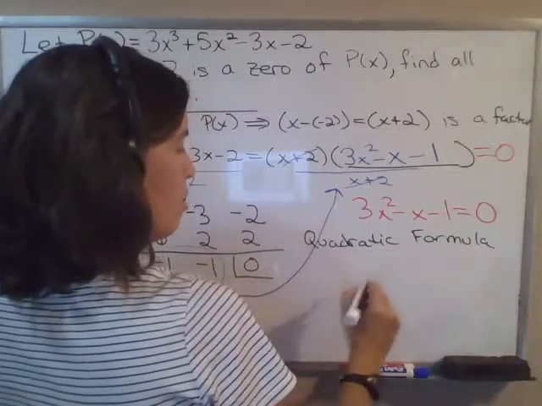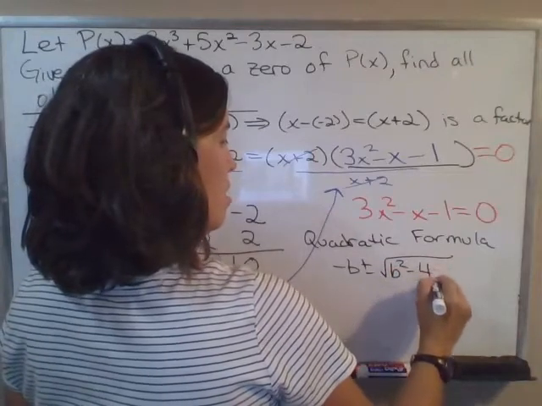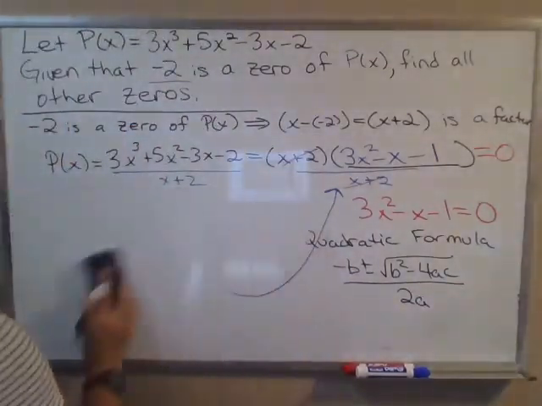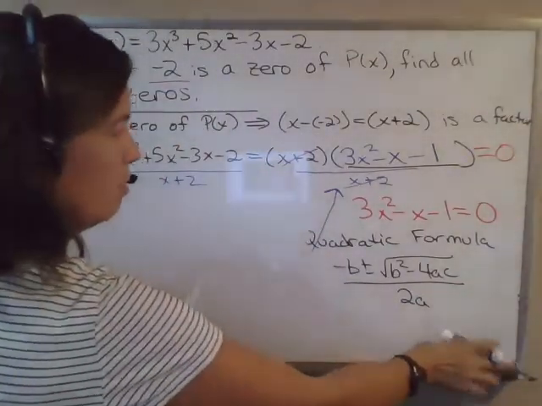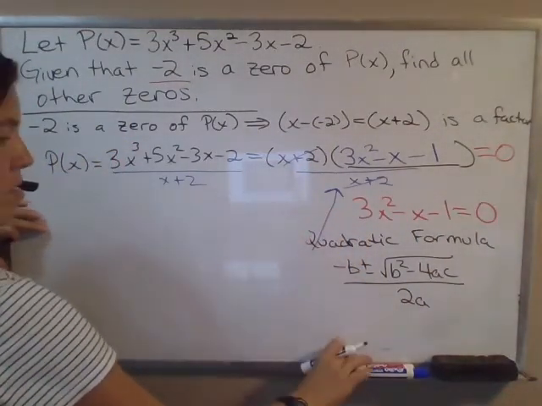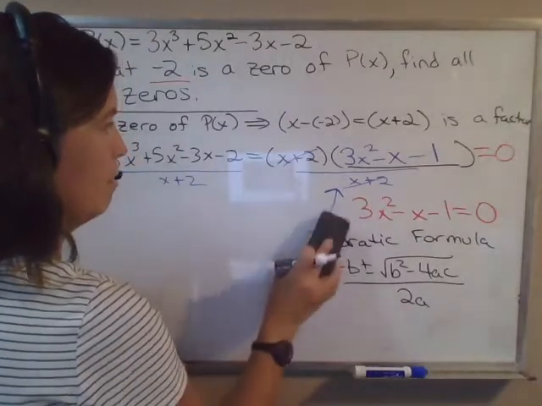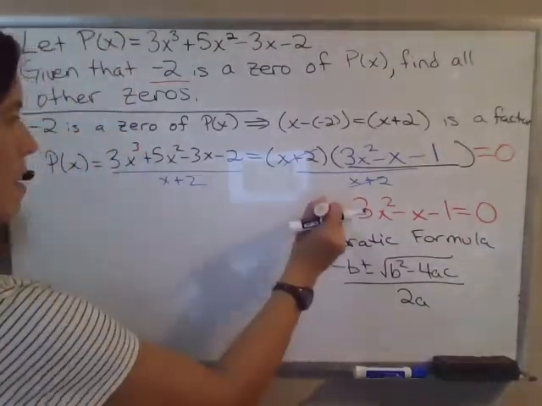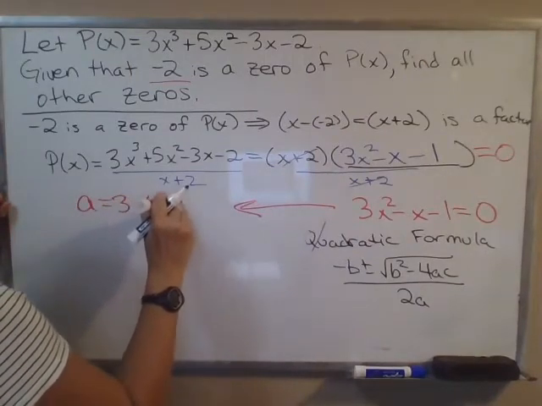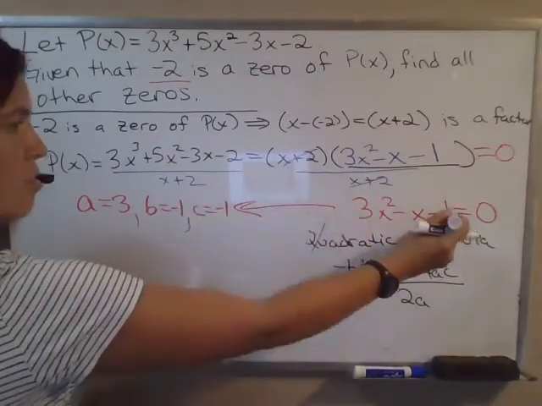Which, if you've forgotten, the quadratic formula is opposite of b plus or minus the square root of b squared minus 4ac, all divided by 2a. And so I'm going to apply that formula to that quadratic equation. In that case, a is 3, b is -1, because that's the coefficient there, and c is also -1. It's the constant term there.